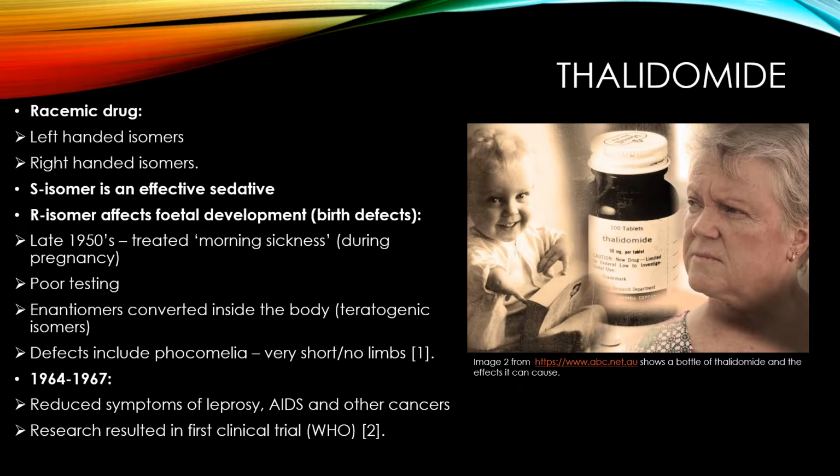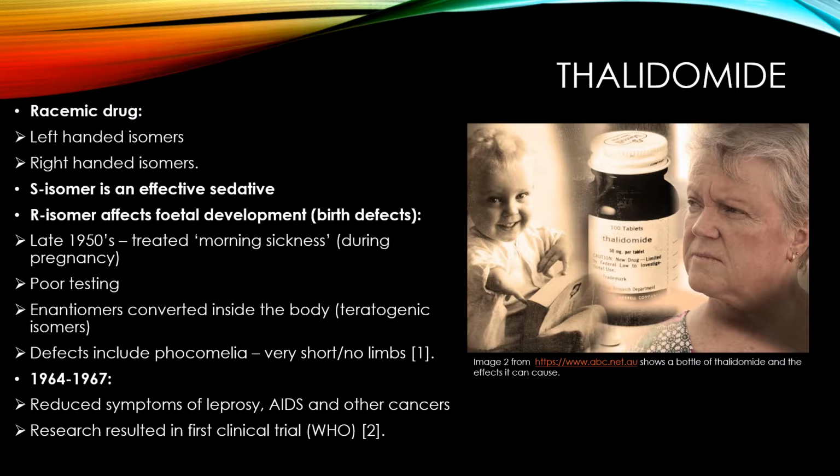An example of optical isomers which have had different chemical and therapeutic properties includes thalidomide. This is a racemic drug containing equal amounts of left and right-handed isomers. The S isomer is an effective sedative. However, when the R isomer was used in the late 1950s to treat morning sickness, the manufacturers had failed to carry out adequate testing for its safe use in pregnancy.